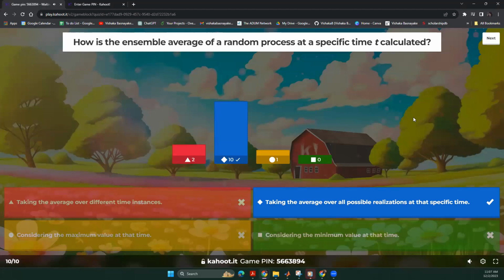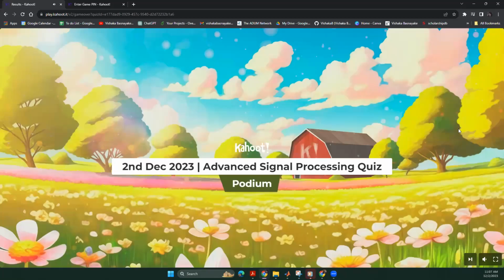Correct. So most have got the correct answer. The ensemble average means taking the average of all the possible realizations at a specific time instance. So ensemble average means that you're considering a specific time instance, and then you're averaging out the values of the variable at that time instance.